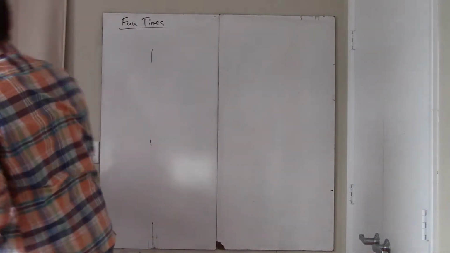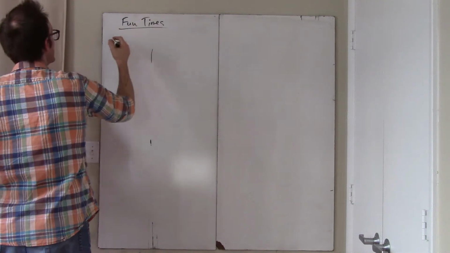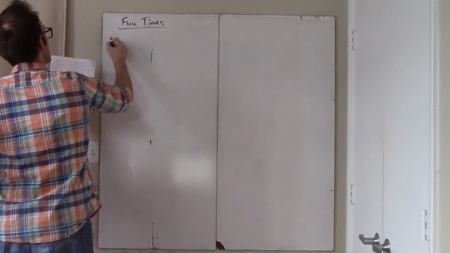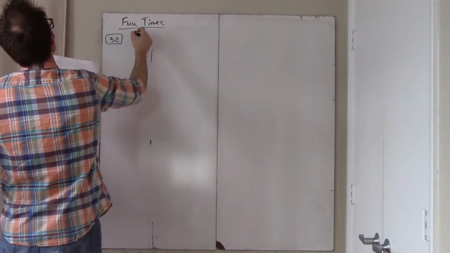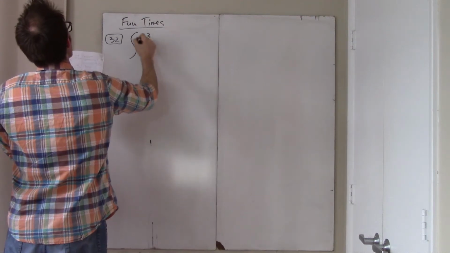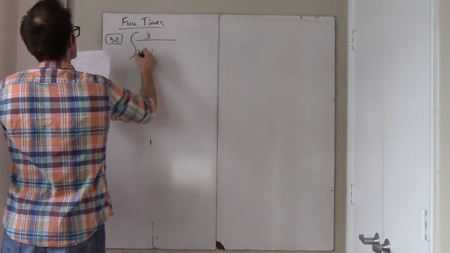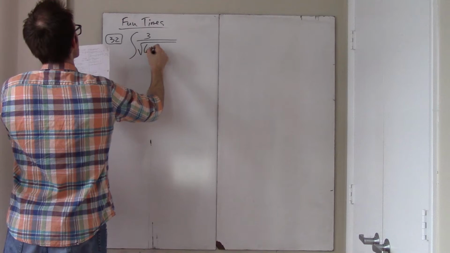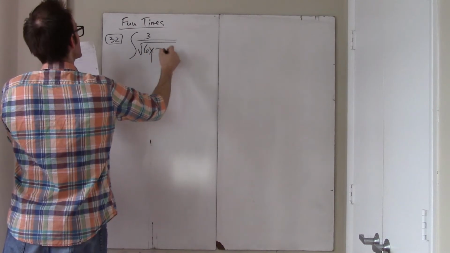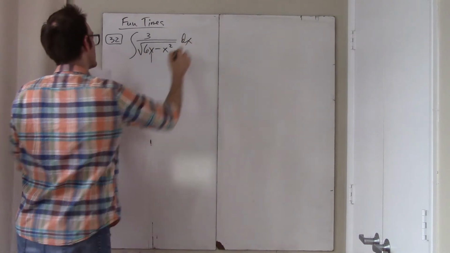Alright, 32. Okay, this is the thing I was saying. This is new material as far as I'm concerned. 3 over the square root of 6x minus x squared dx.